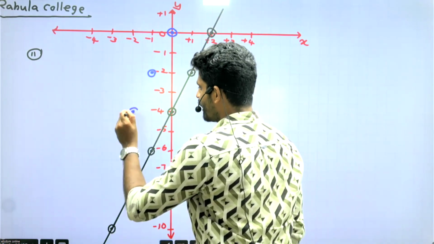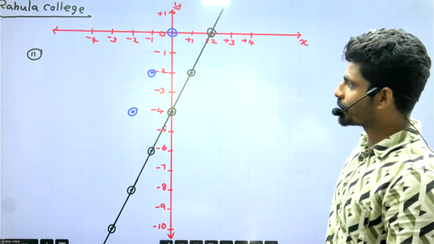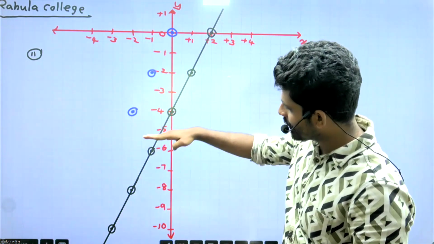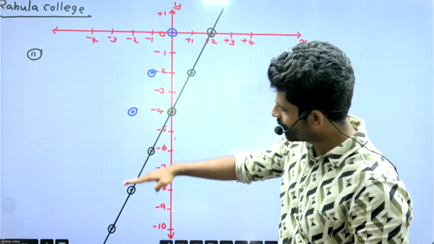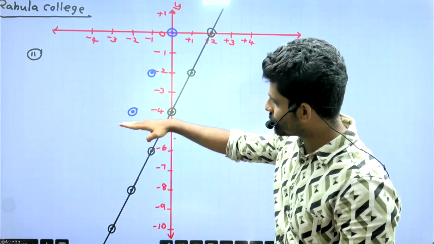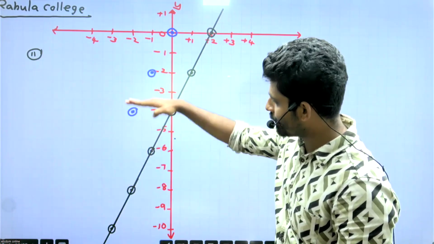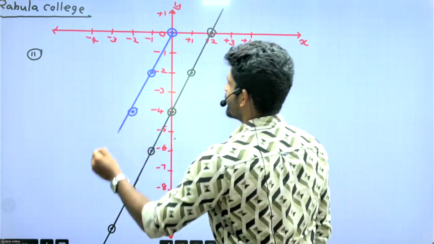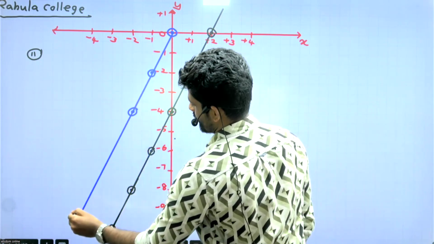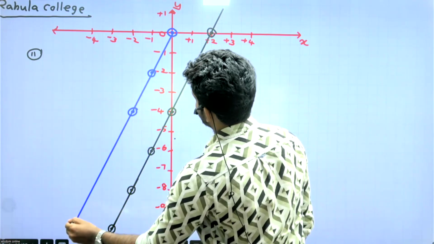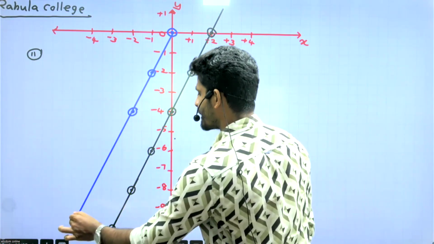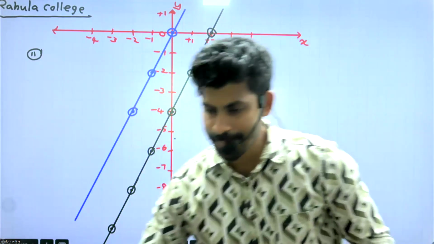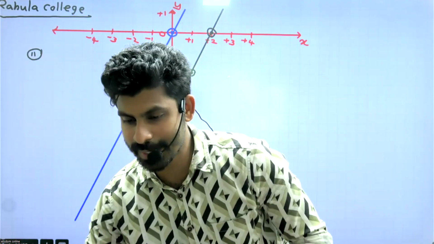Now you can draw the graph. So that one is really easy. 1, 2, 3, 4. Then you can draw the graph. Right, okay. See how easy it is, children.